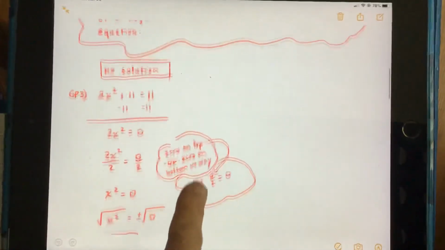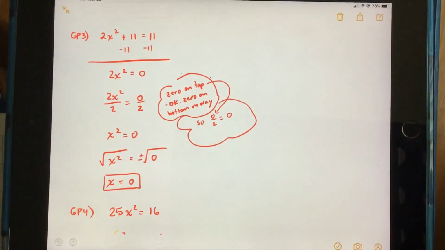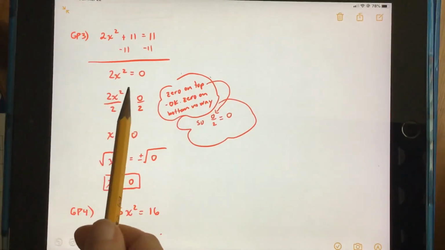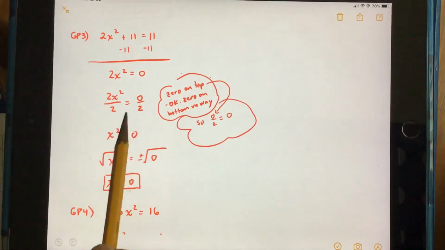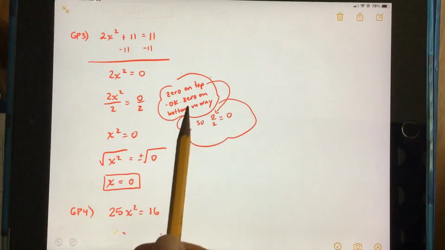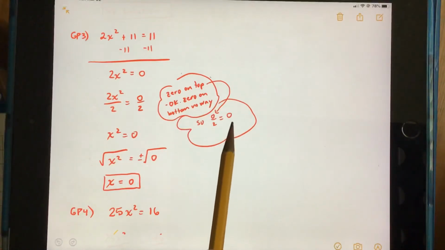Guided practice 3. Again, our goal is to find the value of x, so we need to isolate x squared, and then we need to take the square root once we have it down to x squared to find the value of our variable. So first we're going to subtract 11 on both sides. That will give us 2x squared equals 0. Then we're going to divide both sides by 2, and that's going to give us x squared is equal to 0 divided by 2. Remember, 0 on the top, okay, 0 on the bottom, no way. So when we take 0 and divide it by 2, we do arrive at the value 0.